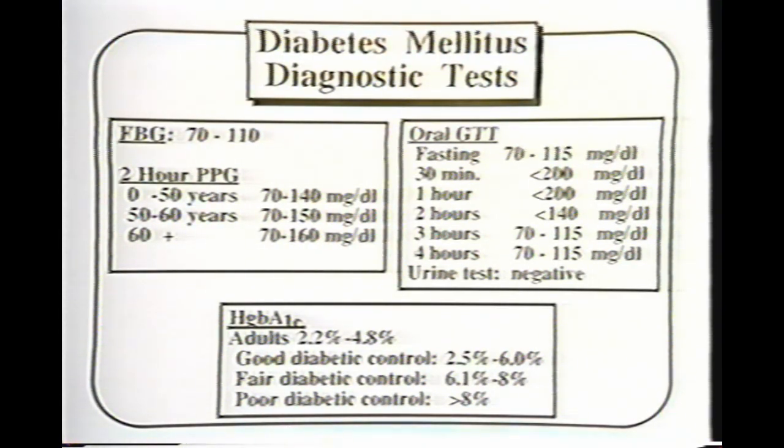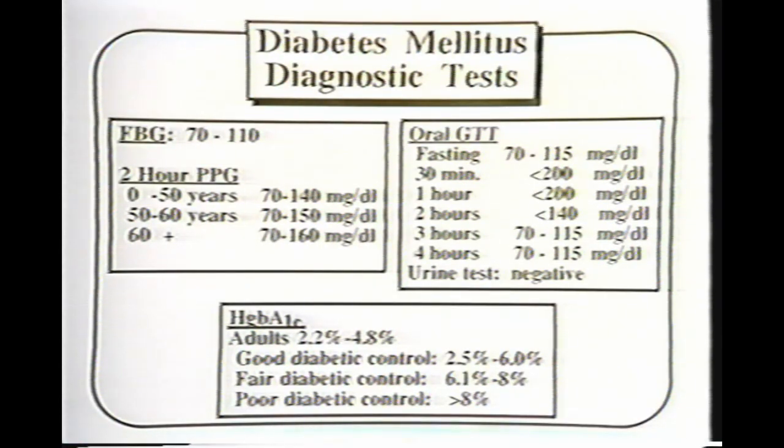We need to look at some of the diagnostic tests related to diabetes mellitus. One of the most common tests is the fasting blood sugar. You may see that referred to as FBS or FBG, fasting blood glucose. Normal values are somewhere in the 70 to 110, 115 milligrams range.